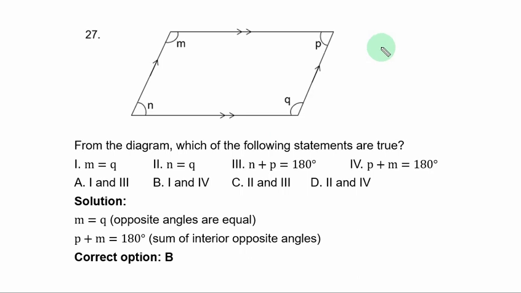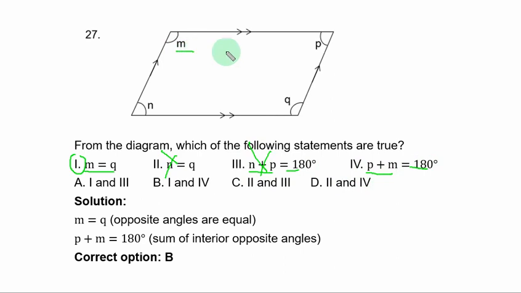Question 27. From the diagram, which of the following statements are true? The first part, M equal to Q. That is correct, because in a parallelogram, opposite angles are equal. So this is 1. N equal to Q. That is not correct. N plus P equal to 180. That is not correct.